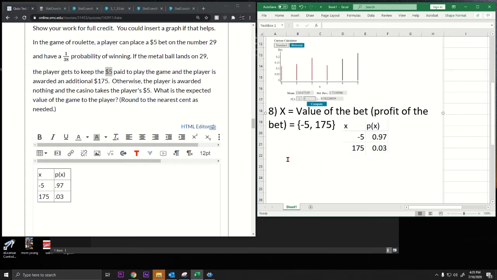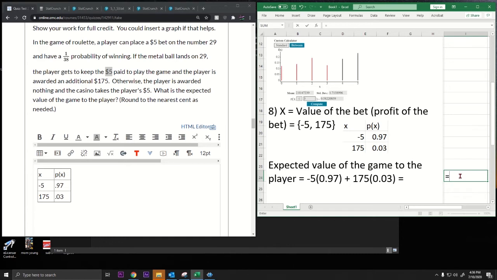Lastly, we need to find the answer, the mean, the expected value of the game to the player. This is all from the player's perspective because the player loses $5. If this was from the house's perspective, then that 5 would be positive because they'd be gaining $5. So then, final answer is -5 times 0.97 plus 175 times 0.03. Boom, there's my expected value.